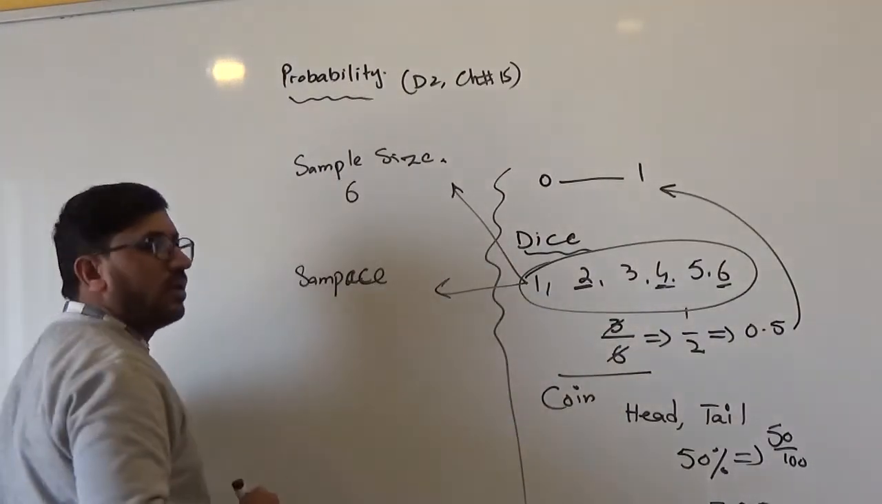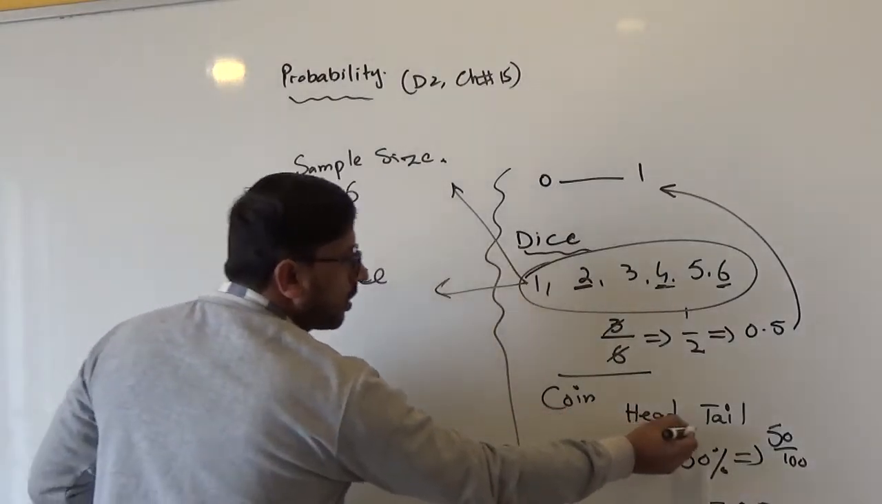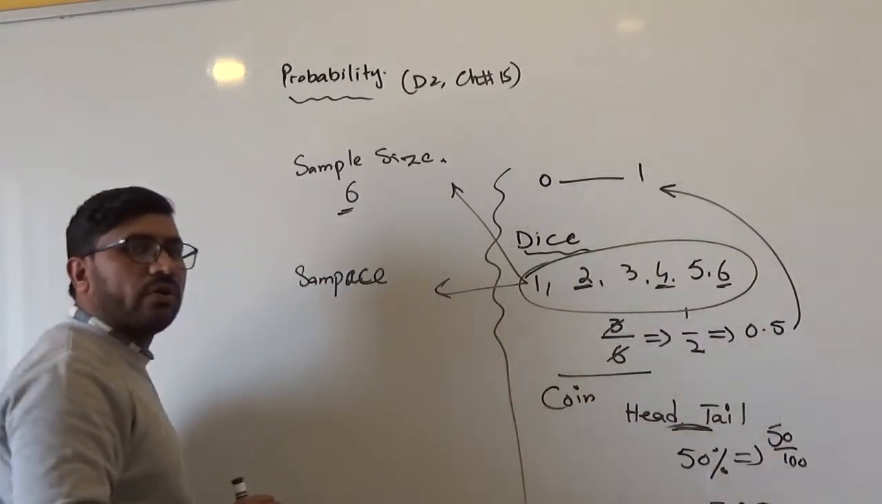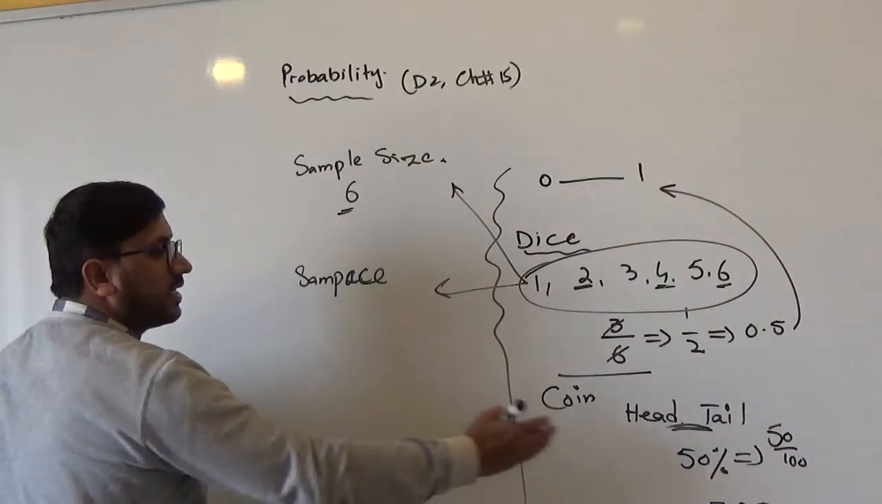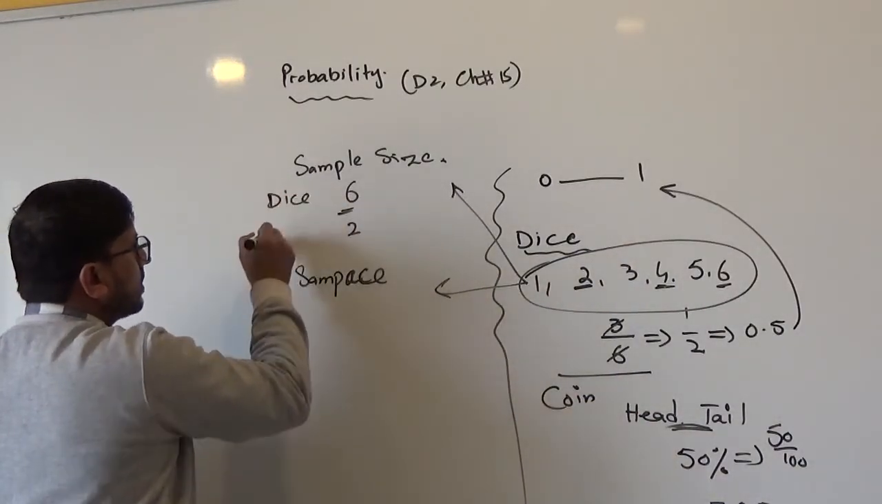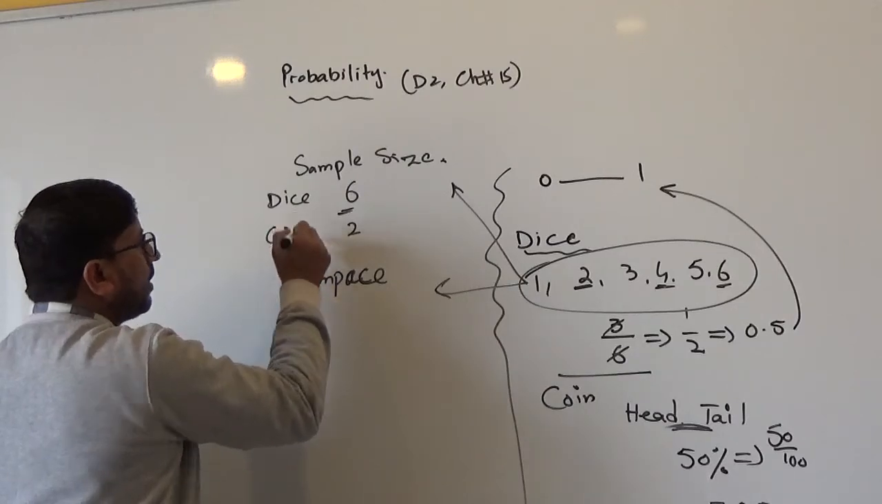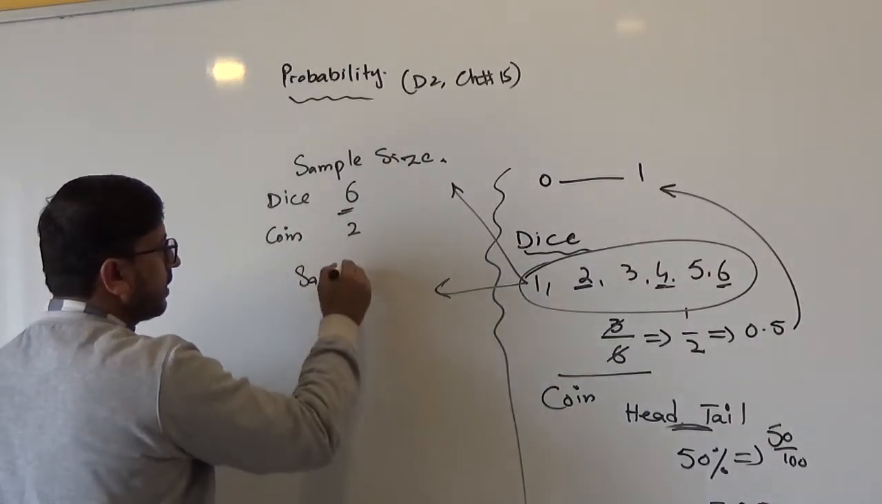So if I am asked what is the sample size of a regular dice, it would be 6. What is the sample size of a coin? How many options on a coin do we have? I have 2 options on a coin. So the sample size for a coin is 2. This is for a dice, and this is for a coin. And what about sample space?